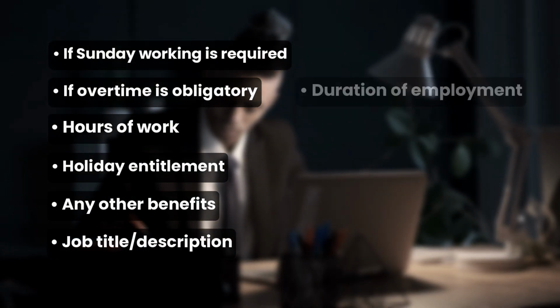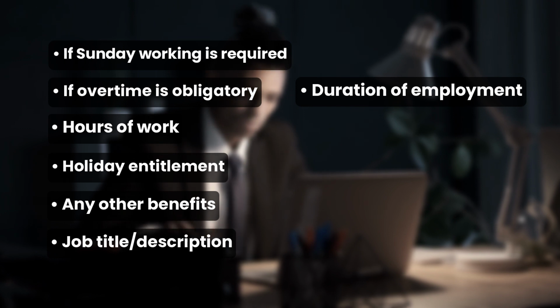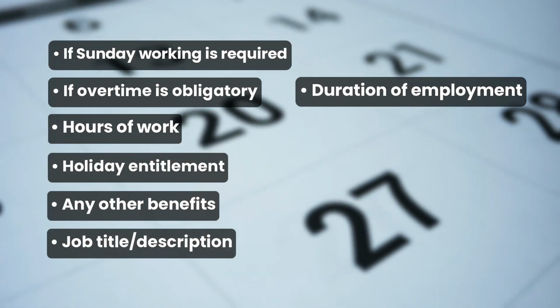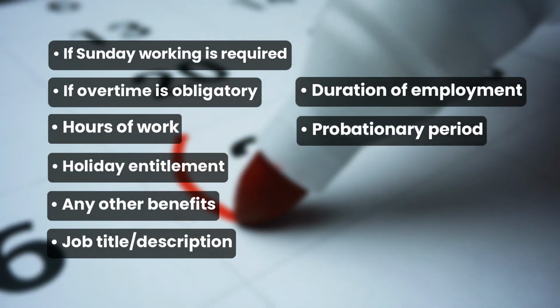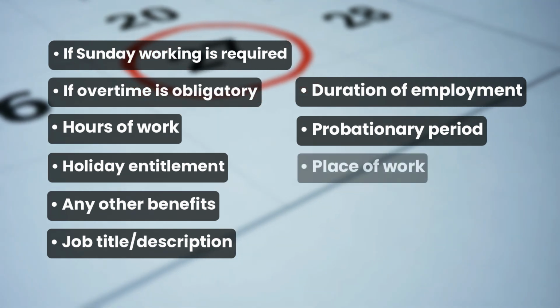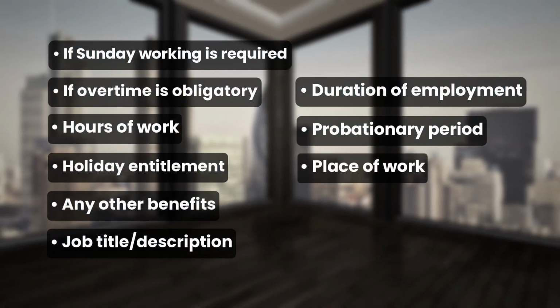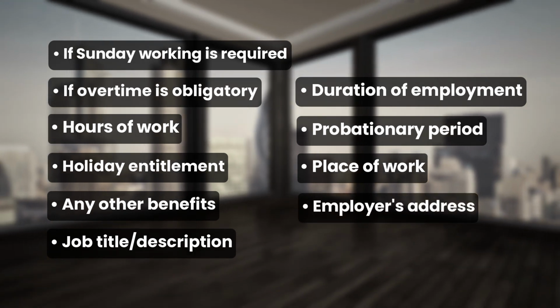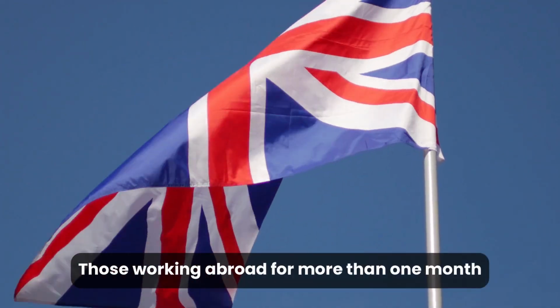It has to include how long the employment's intended to last and what the end date is if it's a fixed term contract. It has to set out any probationary period, including the conditions and duration of the probationary period. It has to include the place of work, or if the worker's required to work at various locations, those places, and the employer's address.